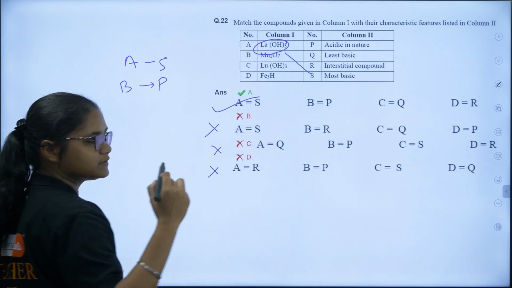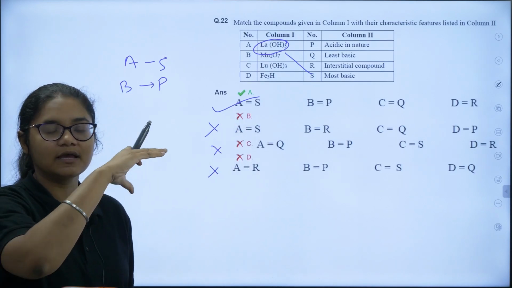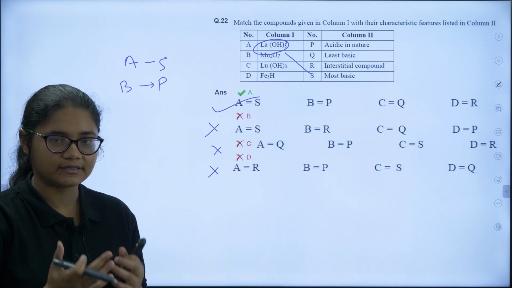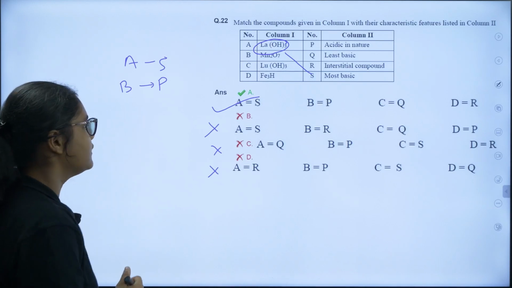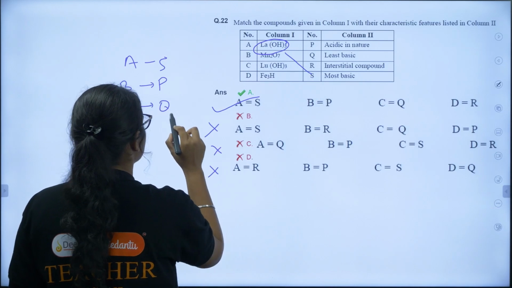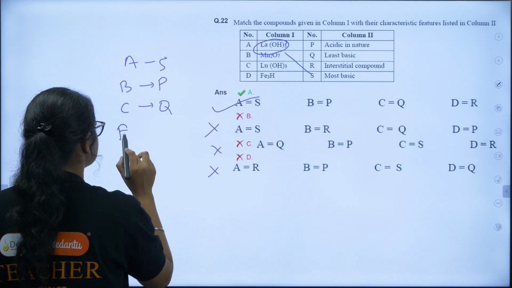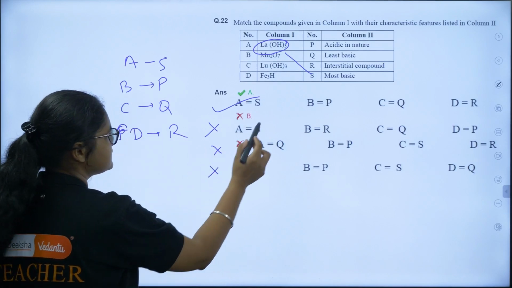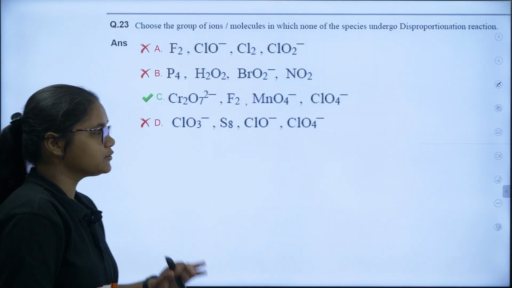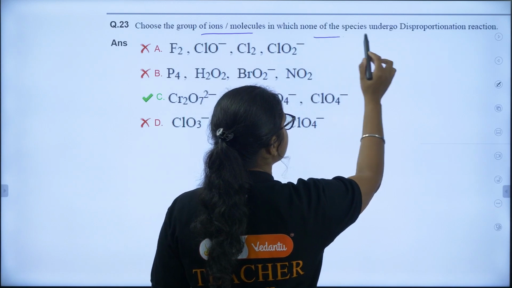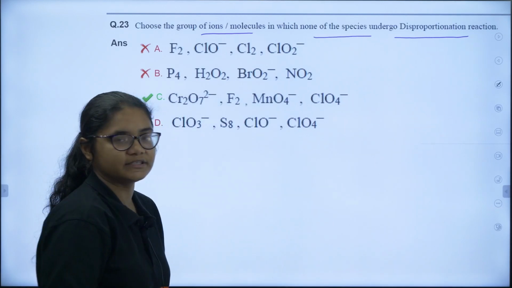Lutetium hydroxide will be the least basic, because as you know, along the period the lanthanide contraction increases, the force of attraction increases. So that is why C will be the least basic, that is Q. And then Fe3H, that is D, is an interstitial compound, that is R. So, S-P-Q-R. Okay, let us see the next question. Choose the group of ions or molecules in which none of the species can undergo a disproportionation reaction.